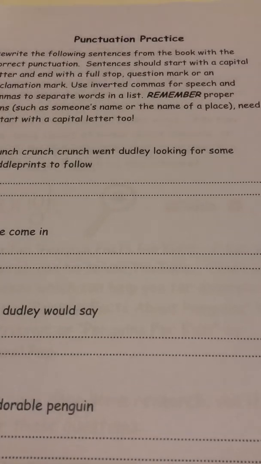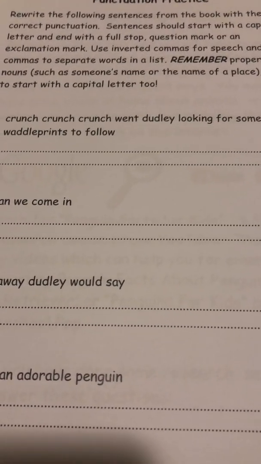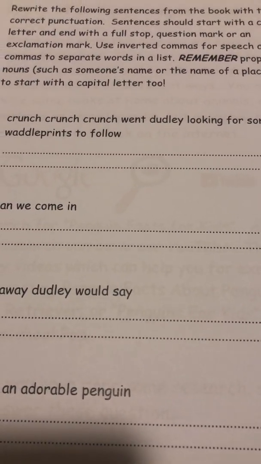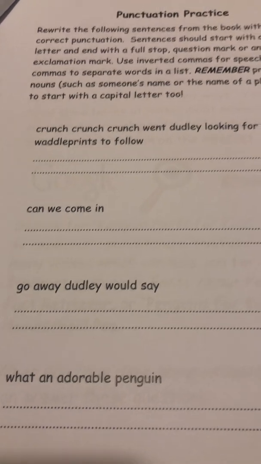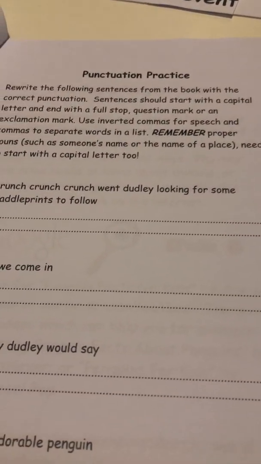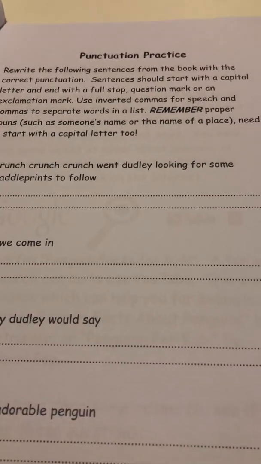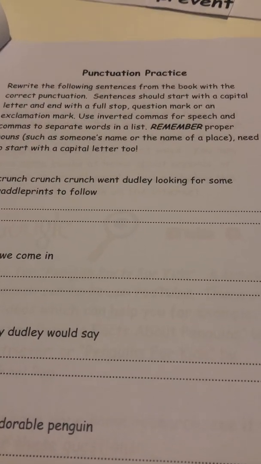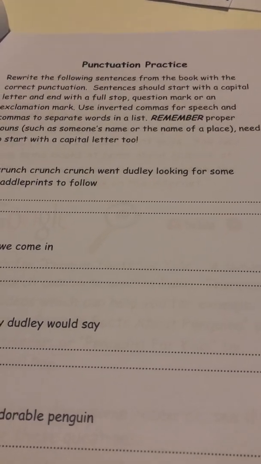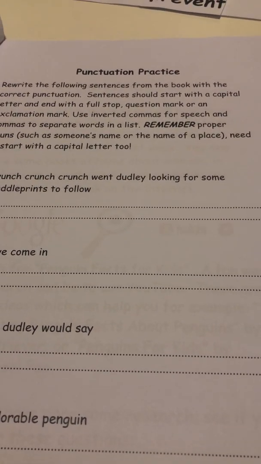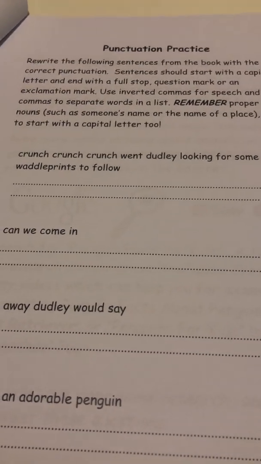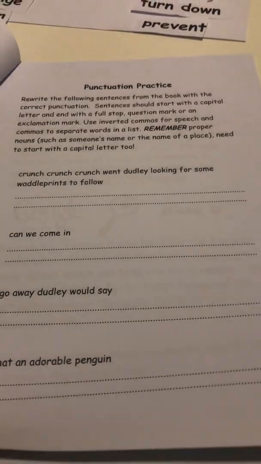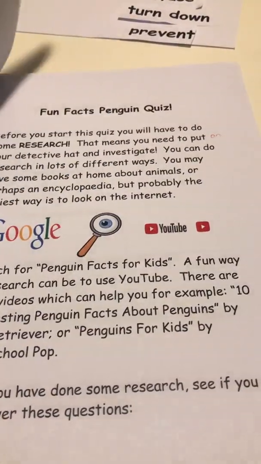Now we've got some punctuation practice. This is something where I've taken some sentences from the book and I've removed all the punctuation. So see if you can put it back. You could look at the video of the story again, that might help you. Or see if you can just do it on your own. Just remember that you need a capital letter at the start of a sentence, and you need either a full stop, an exclamation mark, or a question mark at the end of the sentence. And try and remember commas and your inverted commas for speech as well. So have a go at that if you can, and rewrite those sentences.